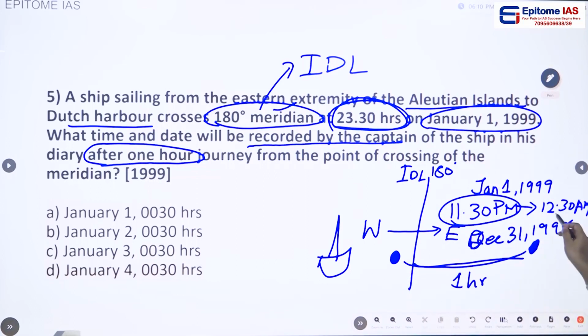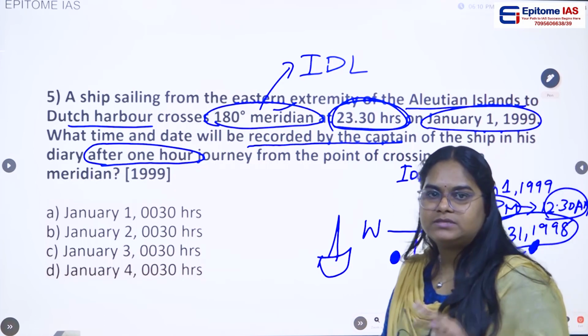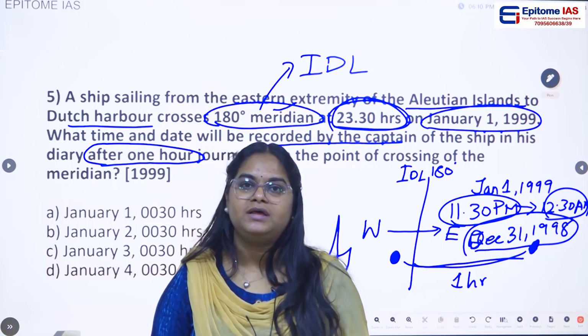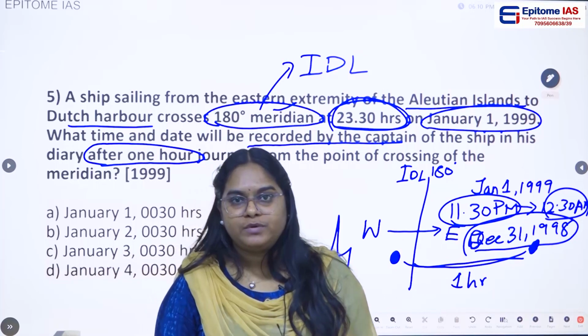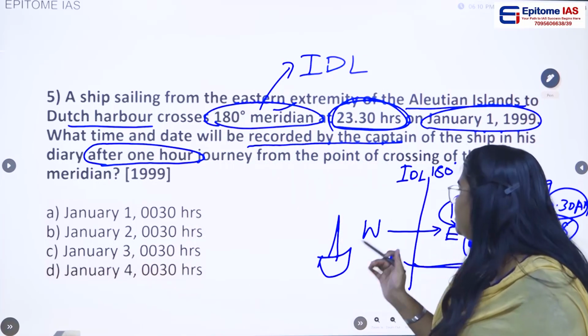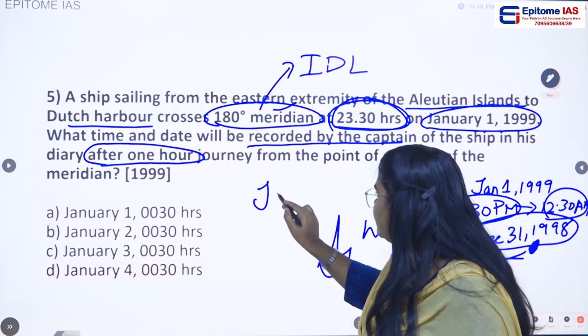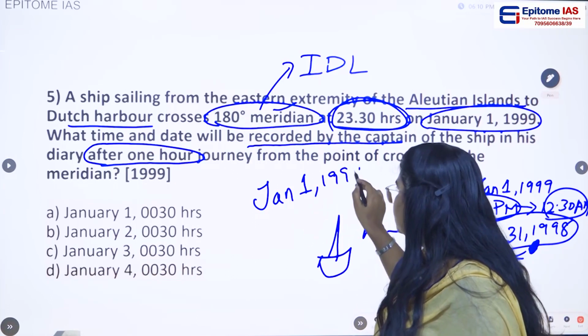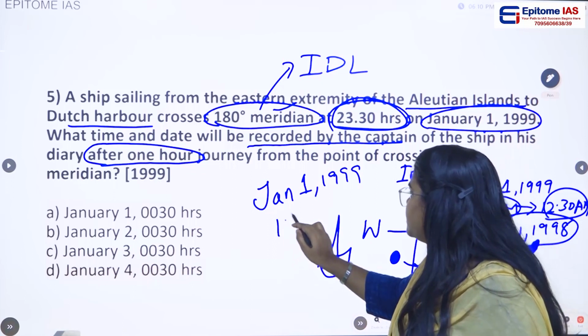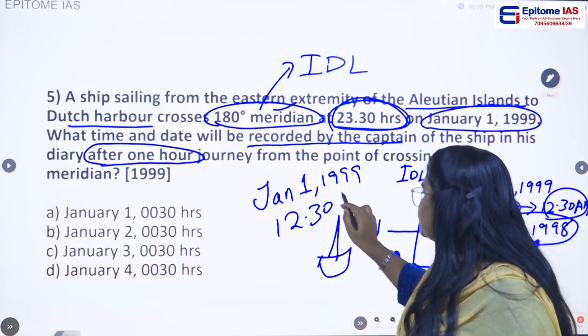So once it is 12:30 a.m., we can say that the date would be the next date of December 31st, 1998. So the next day of December 31st, 1998 is nothing but January 1st, 1999. So what would be the exact time after 1 hour of the travel? It would be Jan 1st, 1999. No doubt. The time would be 12:30 a.m.